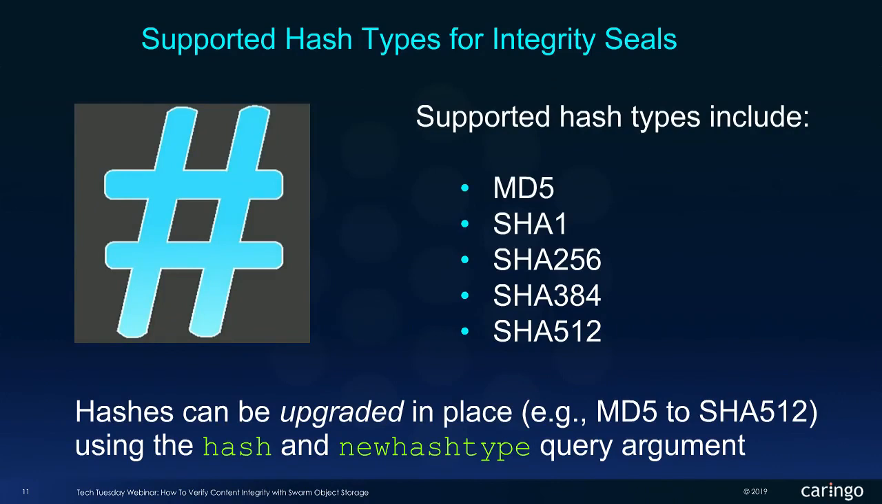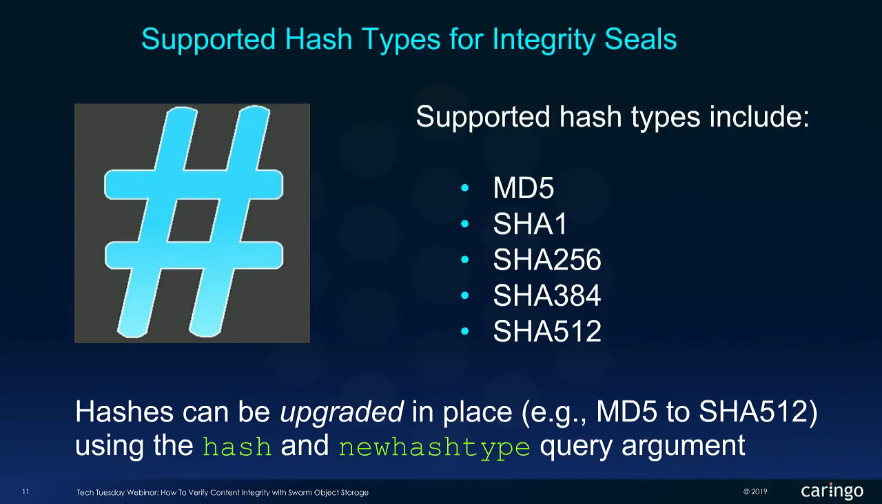So the supported hash types we have for integrity seals include MD5, SHA-1, SHA-256, 384, and 512. Those are the ones that we support currently. And again, as I mentioned, the hashes for these integrity seals can be upgraded in place.